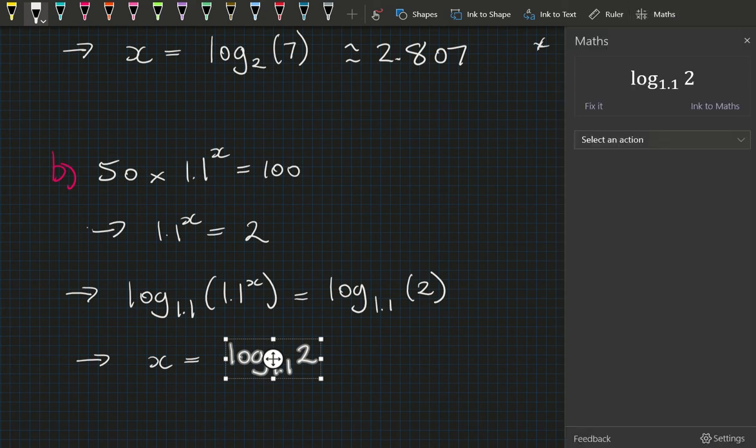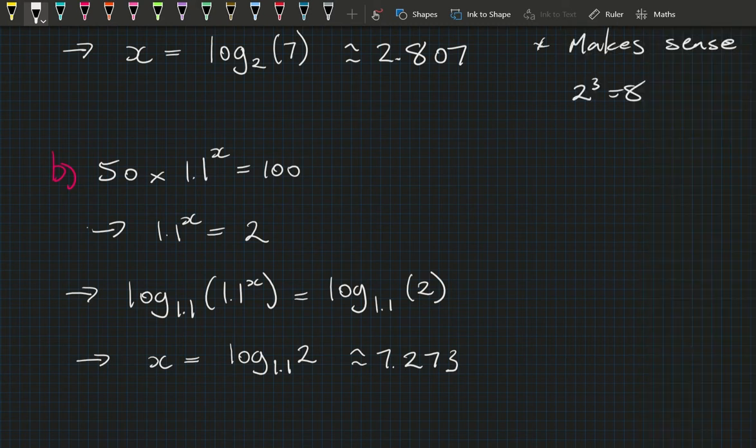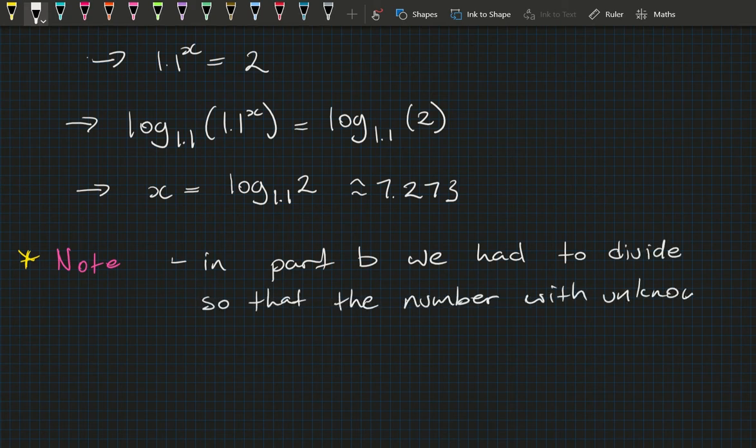One last try. Hurrah! Okay, to 3 decimal places, we've got 7.27, round up the 2 to a 3, so that's 7.273. So obviously 1.1 to the 7.273 is equal to 2. Just take note that, as you saw in part B, we had to divide so that the number that has the exponent we want to solve is on its own. But I still think it's going to be pretty straightforward for you.